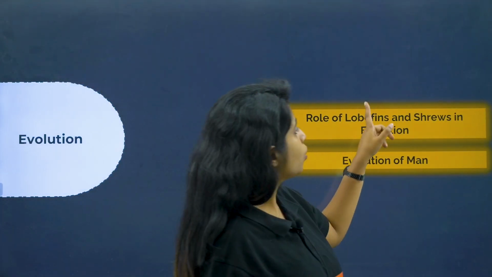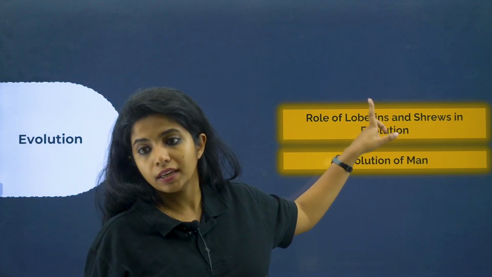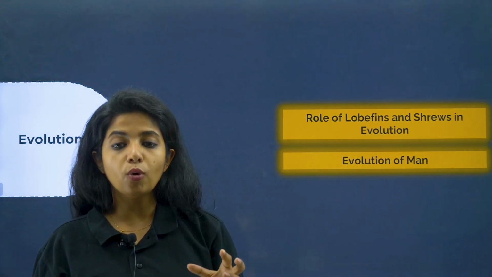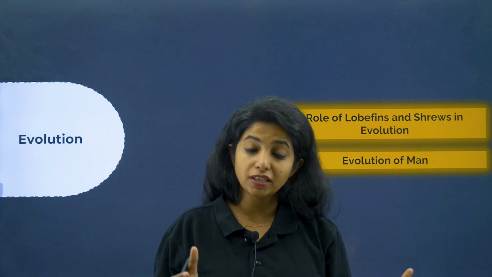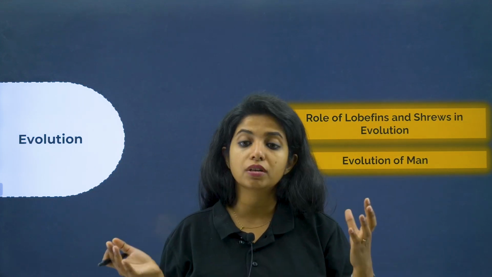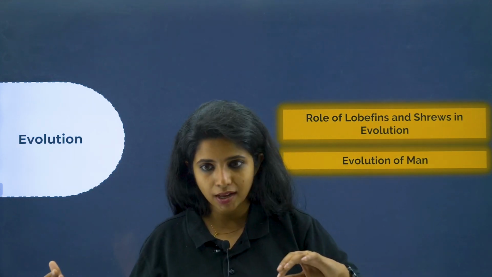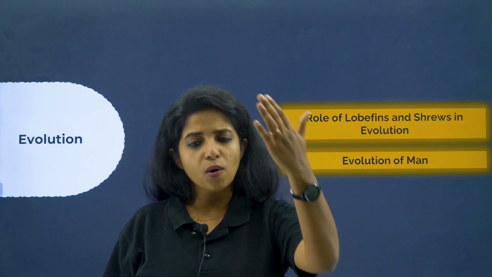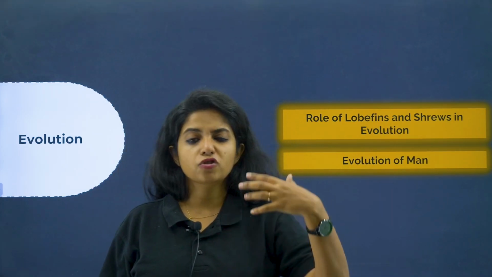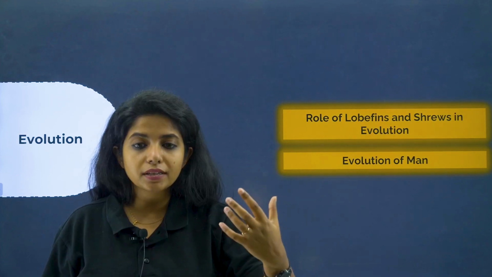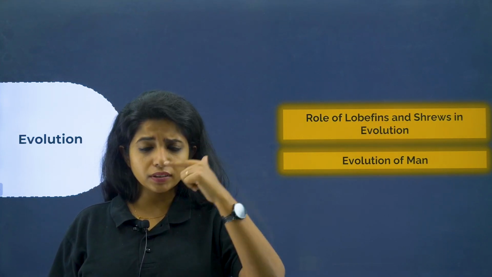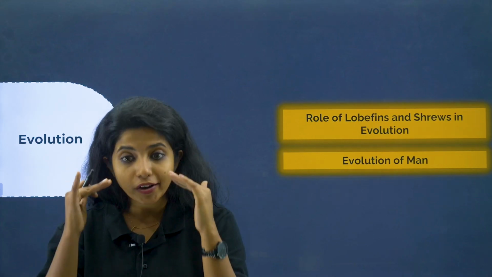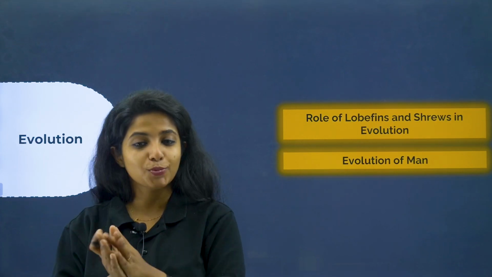Apart from that, role of lobefins and shrews in evolution. So lobefin is a kind of link between what? Your Pisces, fishes as well as amphibians. Shrews is a link between reptiles and mammals. Now evolution of man, Homo erectus and things like that, Ramapithecus and then Australopithecus, Habilis, all the different things you should be remembering them order wise, year wise as well.